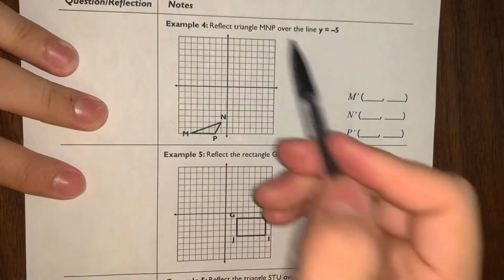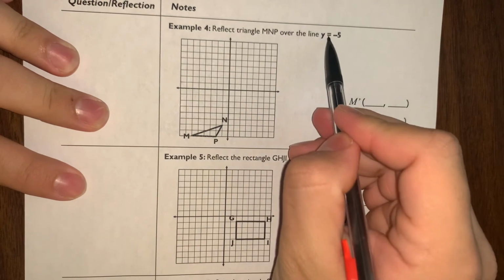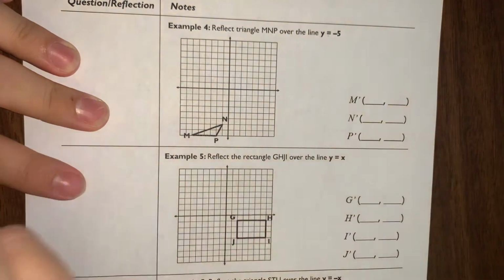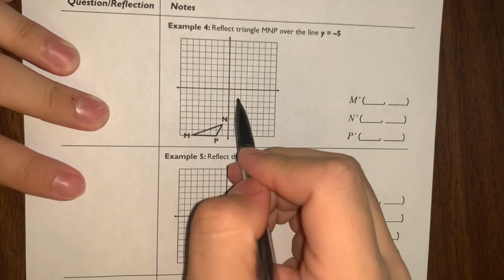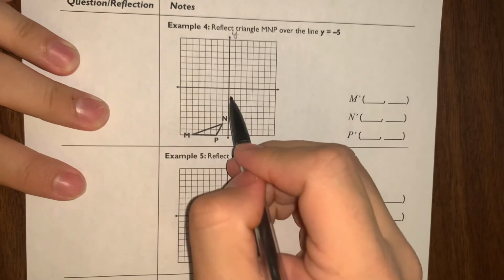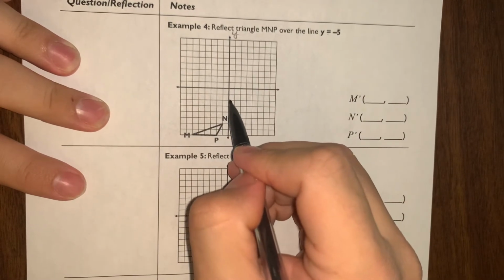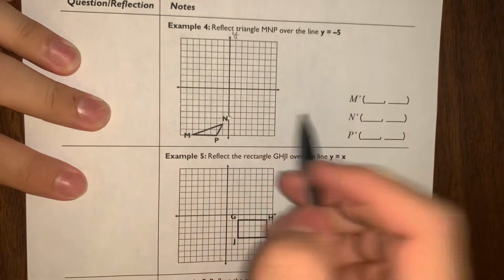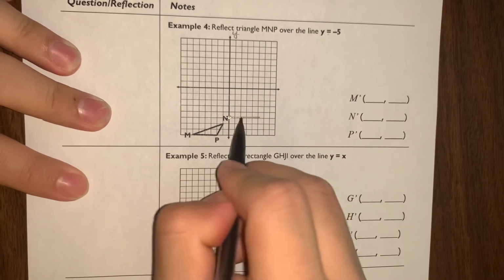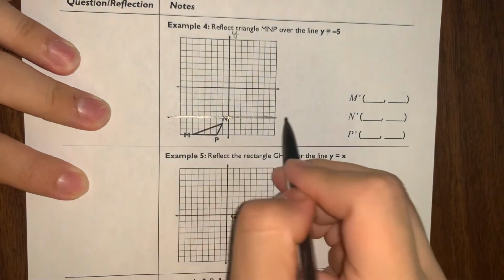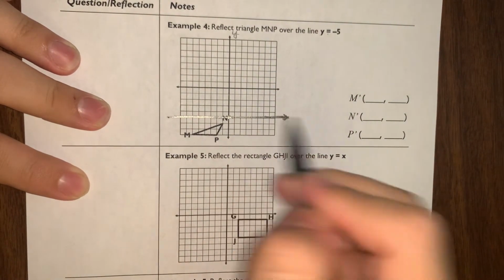This one says reflect the line over the line y equals negative 5. So if it's y equals negative 5, I'm just going to go ahead and draw negative 5 on my y-axis. Negative 5 on the y-axis is 1, 2, 3, 4, 5. That's right here, right? And y equals is a horizontal line that crosses this axis at negative 5. So I'm going to draw it nice and bold so that it's easy to see.